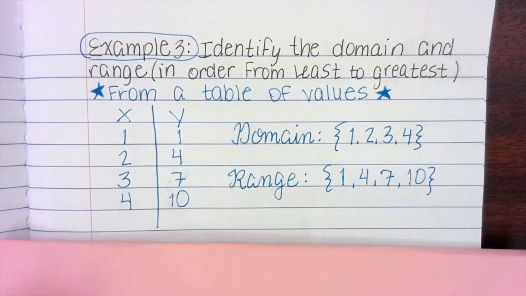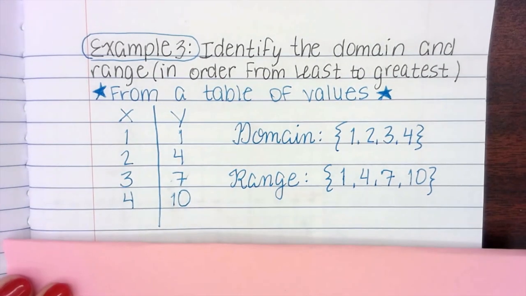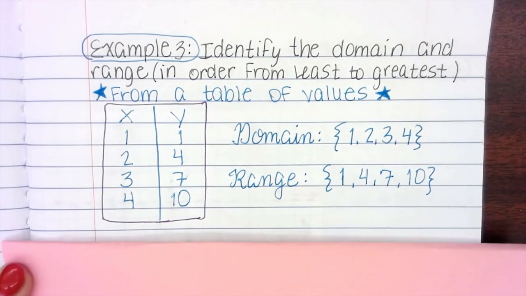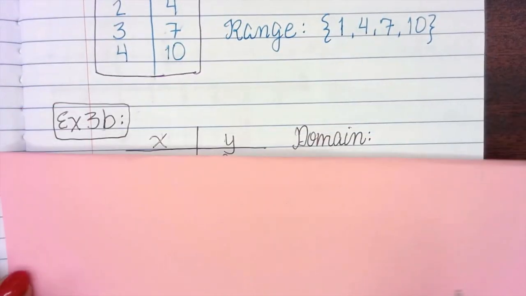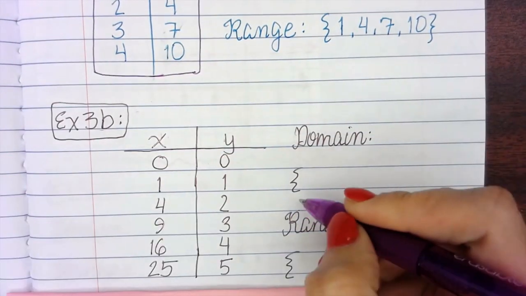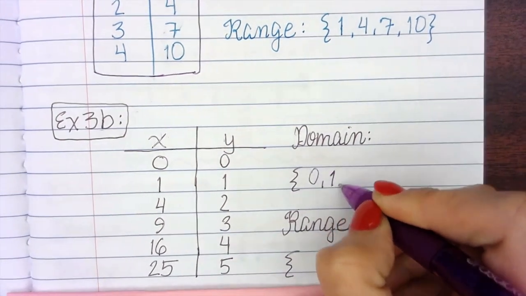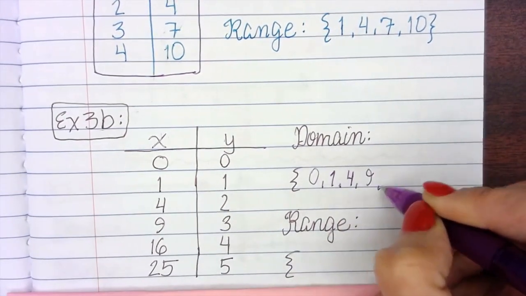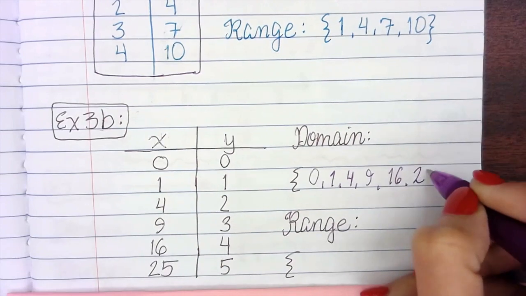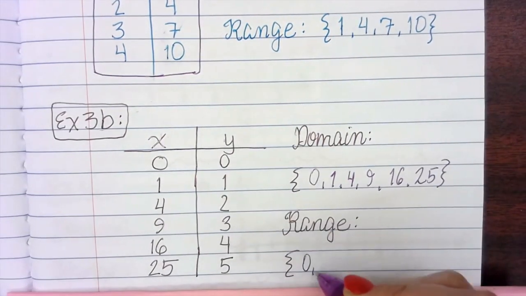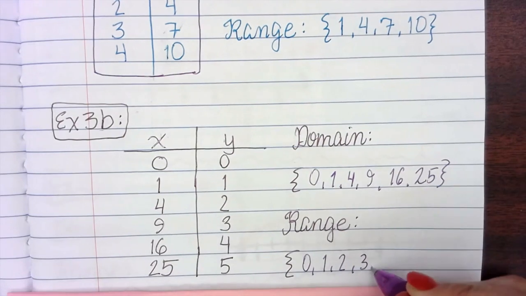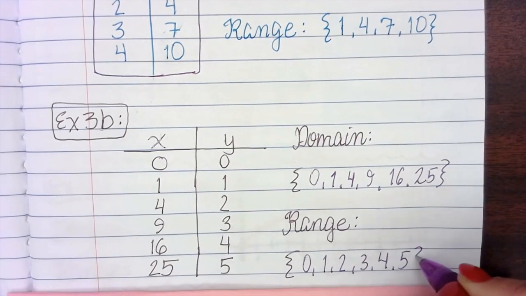Third, we had to identify the domain and range from a table of values. Our domain and range were easy peasy from there. So I threw in an extra example to help us extend on that. So example 3b, domain, not so bad, 0, 1, 4, 9, 16, and 25. And I'm going to fill in the range, and it works the same way. 0, 1, 2, 3, 4, and 5.